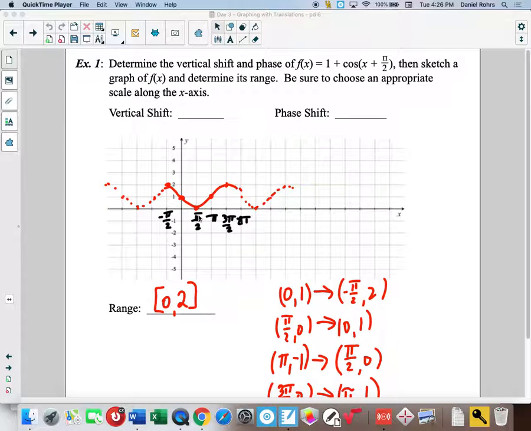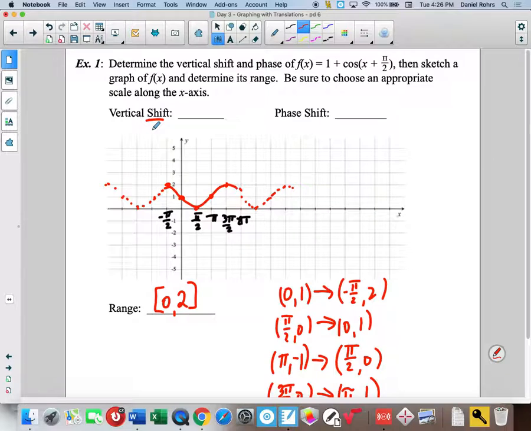Finish up our discussion from yesterday about translations and then go into scale changes today. What I didn't have a chance to talk about yesterday was this idea of what we call a vertical shift. Vertical shift means, the word shift in this context means translation. So anytime we talk about a vertical shift, it means a vertical translation.